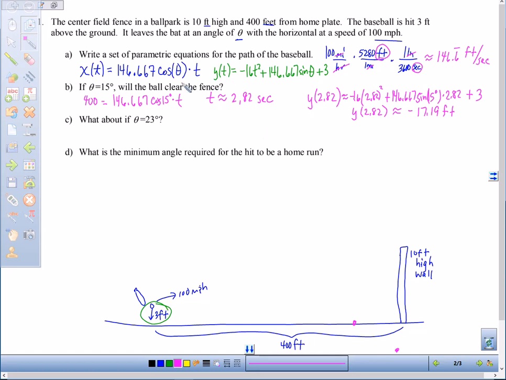So no, our ball is not clearing the fence. It definitely wasn't high enough. We got a value that's actually not even a possibility, probably because that height would have told us we're down here, so it would have hit sooner. All right, what about 23 degrees?